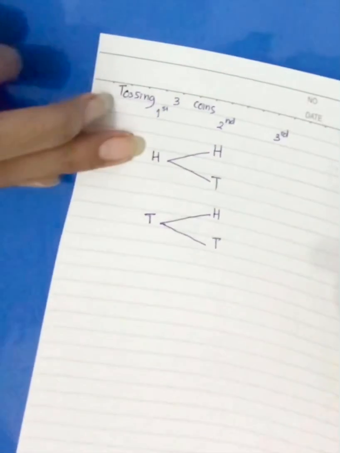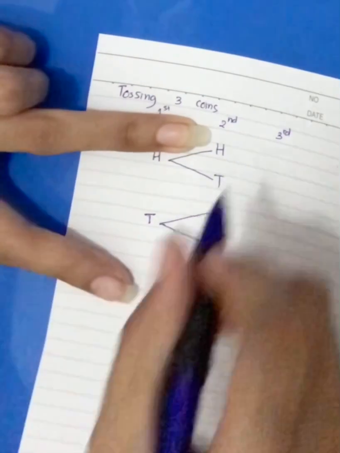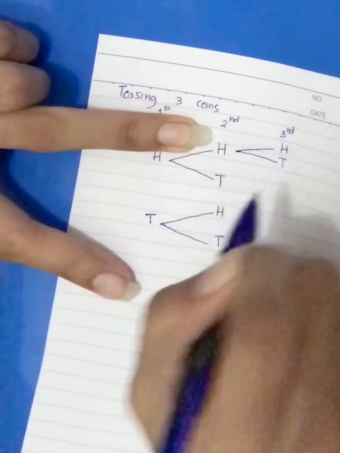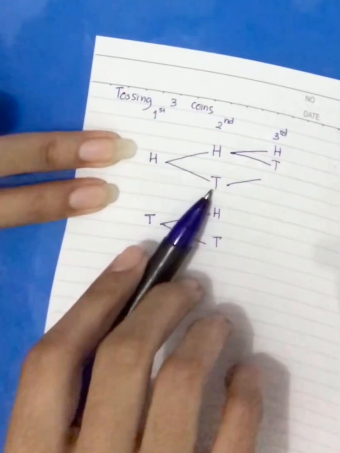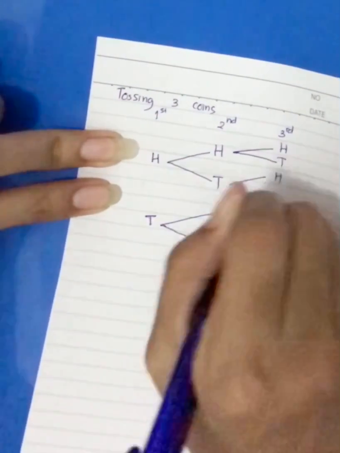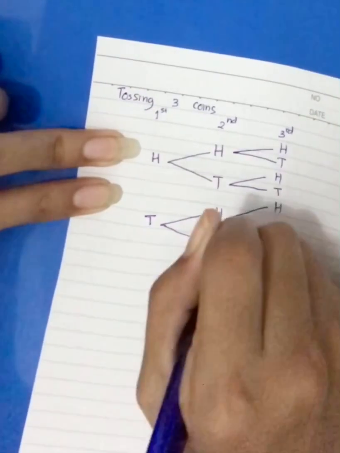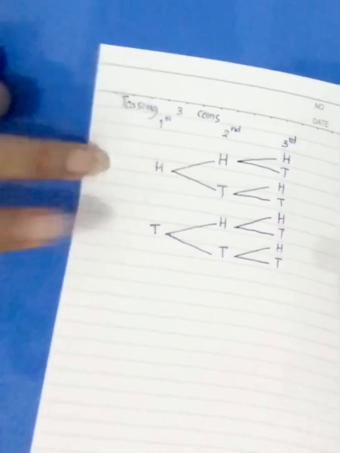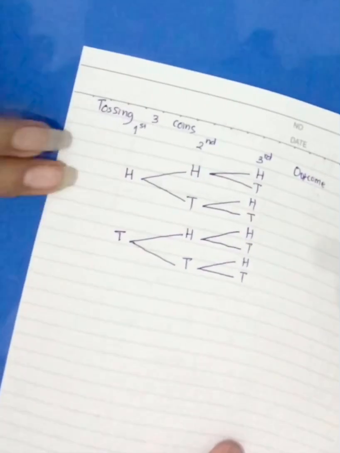If the first is head and the second is head, it means for the third coin, it can again be head or tail, right? The same here. If the first is head and the second is tail, the third can be head or tail. So let's do the same thing, head or tail, head or tail. Now let's list all the possible outcomes here to make it clearer.